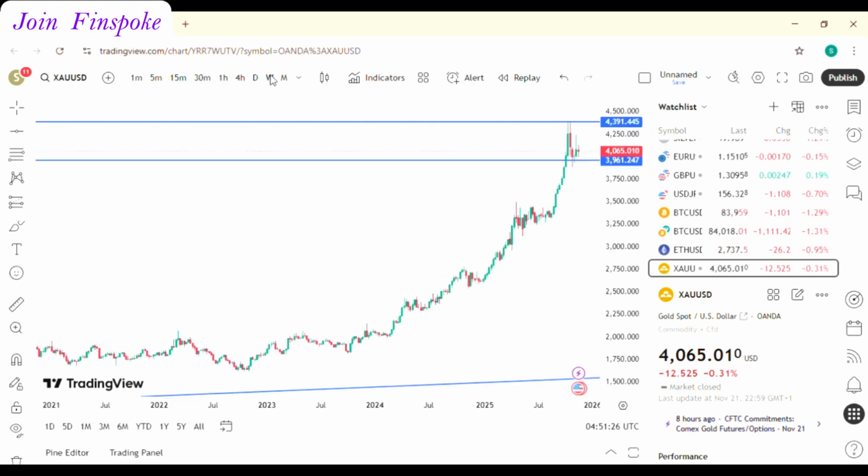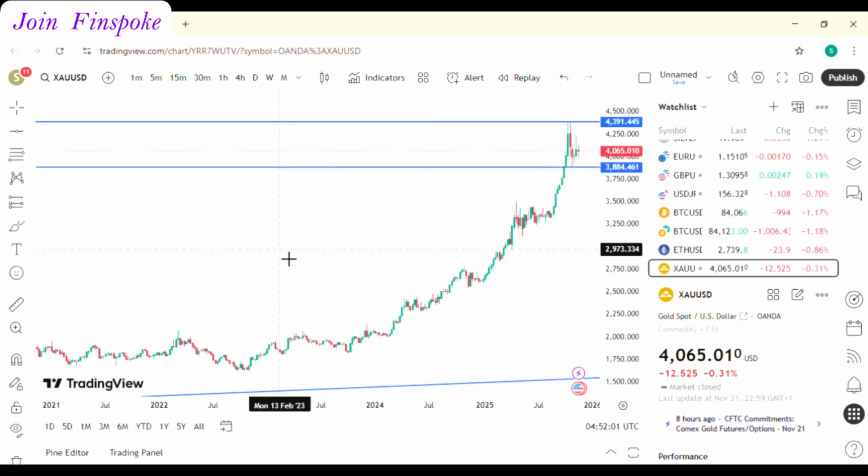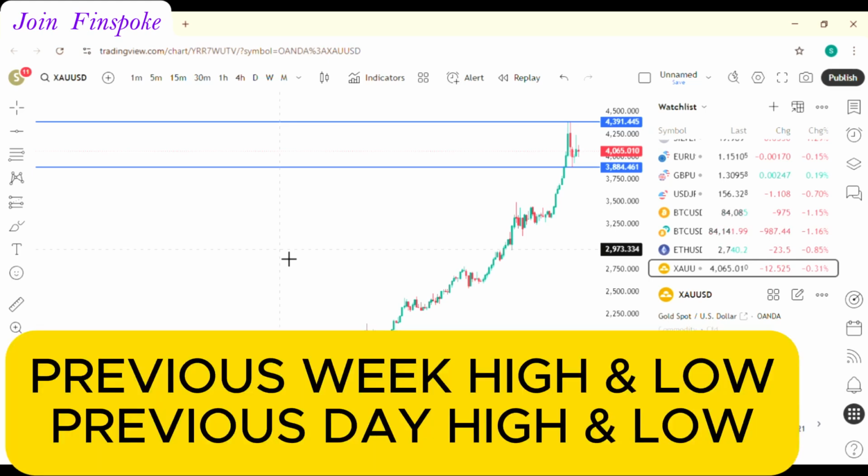So this is the weekly time frame. I had to adjust a little bit. Perfect. When you have these levels marked cleanly, the next thing to do is to mark your previous week high and the previous week low. I will equally tell you what you will use that particular information to do when you go to the lower time frame.